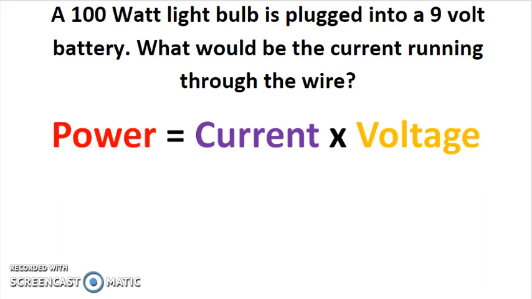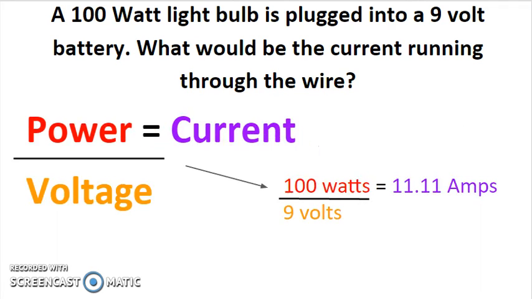Okay, so this problem's a little bit tricky because I give you a power and a voltage. So you need to rearrange the equation so that it's power divided by voltage equals current. So we need to do 100 watts divided by 9 volts in order to get our final answer of 11.11 amps. We're still using the same equation, we're just rearranging it so that we're solving for current rather than solving for power.